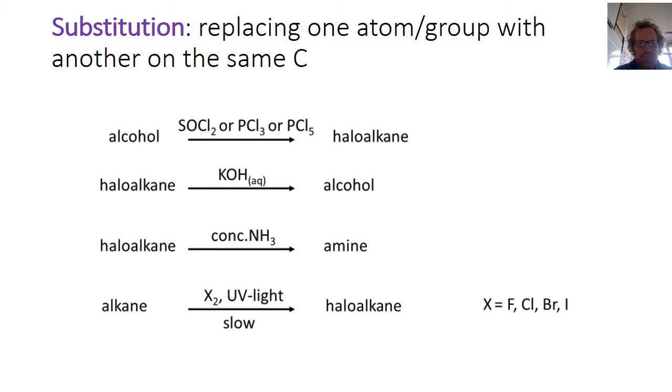Substitution, that was simply swapping one group for another, so we can swap an alcohol for a chlorine group with SOCl2, PCl3 or PCl5, making a haloalkane. A haloalkane can go back to an alcohol with aqueous, careful, aqueous hydroxide. We can swap the haloalkane for an amine using concentrated ammonia, or we could also use substitution to convert an alkane to a haloalkane as long as we have UV light to catalyze it. And this is a slow reaction compared to the addition reactions talked about previously.